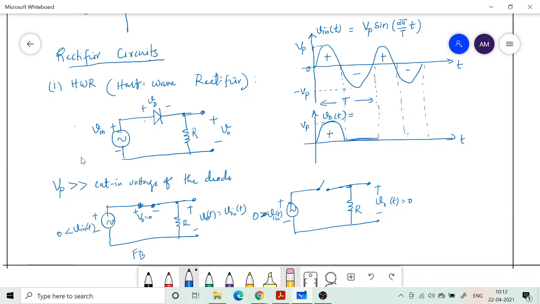Forward bias is applicable for the positive half cycle, reverse bias is applicable for the negative half cycle, and this thing repeats. This is the rectification operation, or rectifier circuit, a half wave rectifier, because only half of the cycle is coming at the output. Whenever it is positive, it will just pass through and come across the resistance, and whenever it is the negative half cycle, nothing comes out, it is 0 voltage.